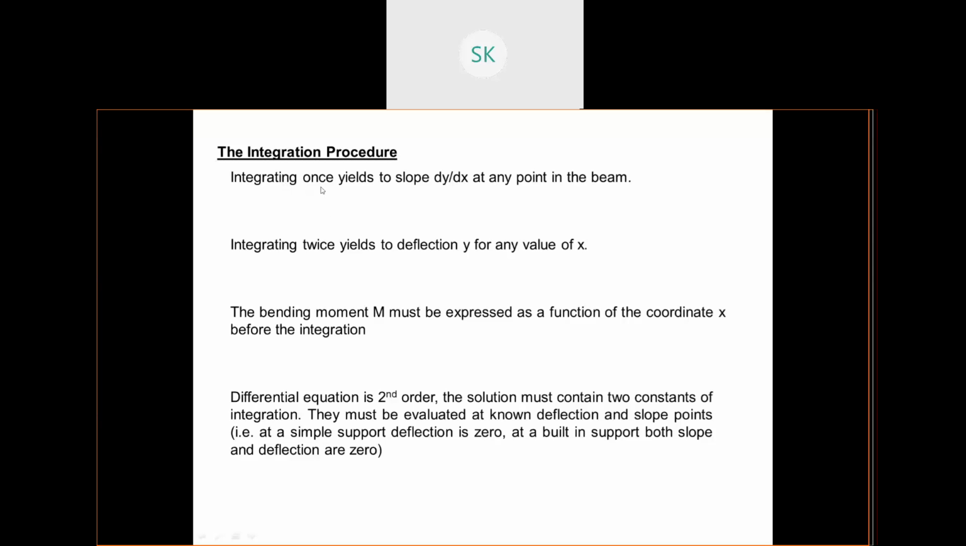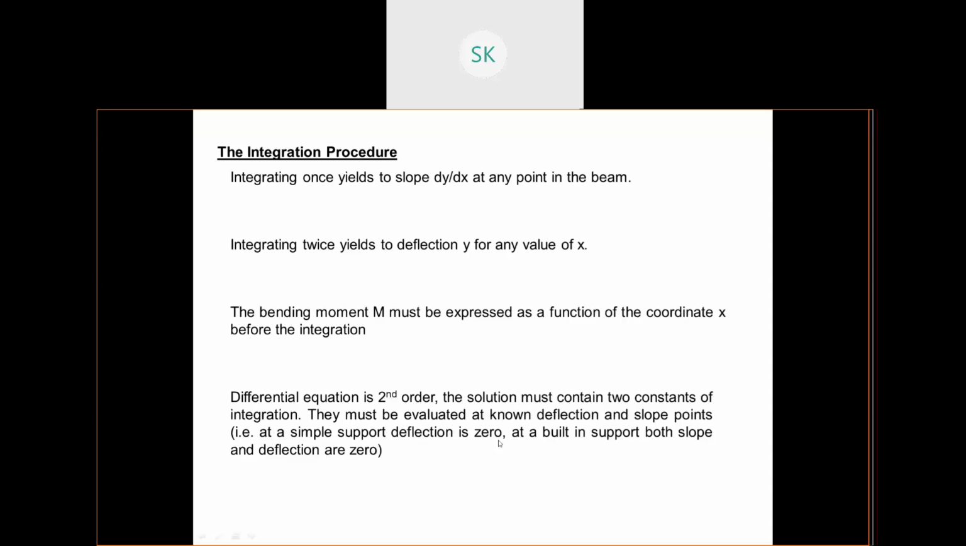So integrating once yields the slope dy by dx at any point in the beam, and integrating twice yields the deflection y for any value of x. The differential equation is second order, so the solution must contain two constants of integration. When you integrate once, you get one constant; when you integrate twice, you get two constants. They must be evaluated at known deflection and slope points.